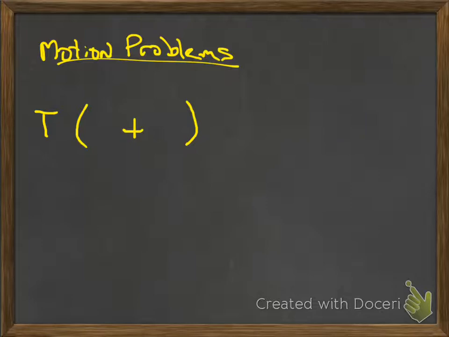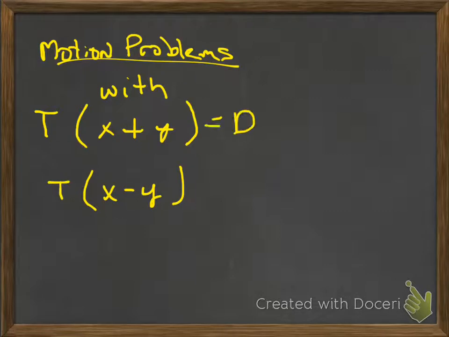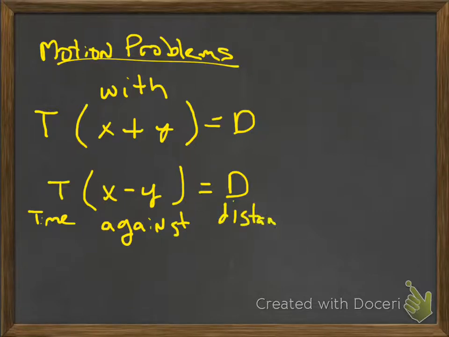So we'd look at it like that, where we say the time, t, and if I was going with the wind, I could say x plus y. So I'm saying the wind is with me, going in the same direction as I am, so it's adding to my speed. Against would be minus y. And these should equal distance. So every single time you should have time times x plus y equals d, and then the second equation, time times x minus y equals d. T is time, d is distance. That won't change.